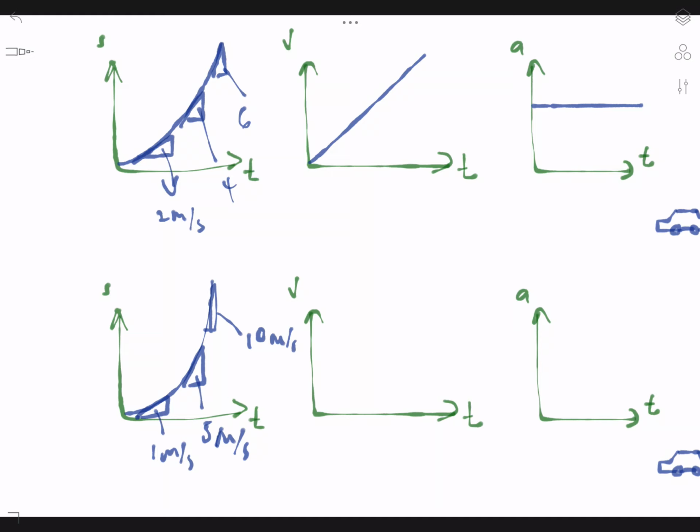Then when you draw the velocity-time graph, it should be a curve like this. So this is 1, this is 5, and this is 10 over here. Then you do the same thing as the previous one, and you are going to get a straight line for the AT graph, just like this one. Okay, I hope you learned something from this video.